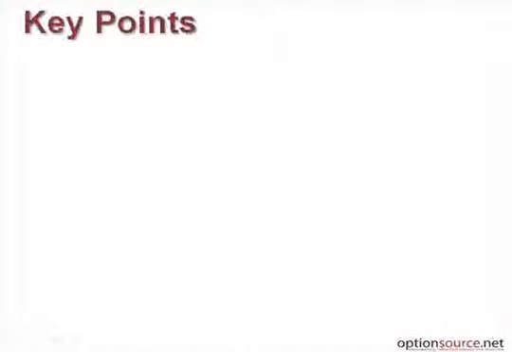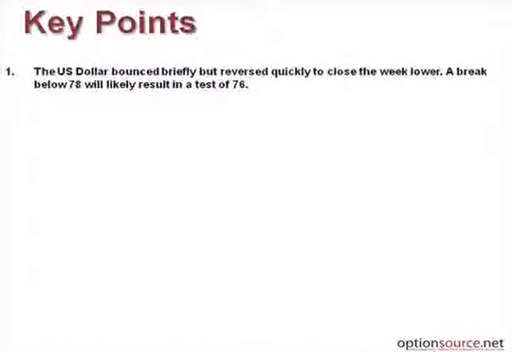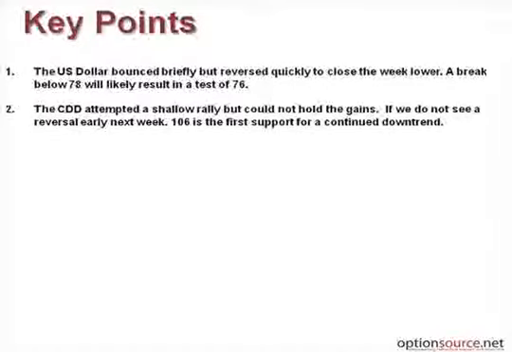Let's take a look at a few of our key points. First of all, the US dollar bounced briefly but reversed just as quickly to close the week lower. A break below 78 will likely result in a test of 76. The CDD attempted a shallow rally but could not hold the gains. If we do not see a reversal early next week, 106 is the first support for a continued downtrend.